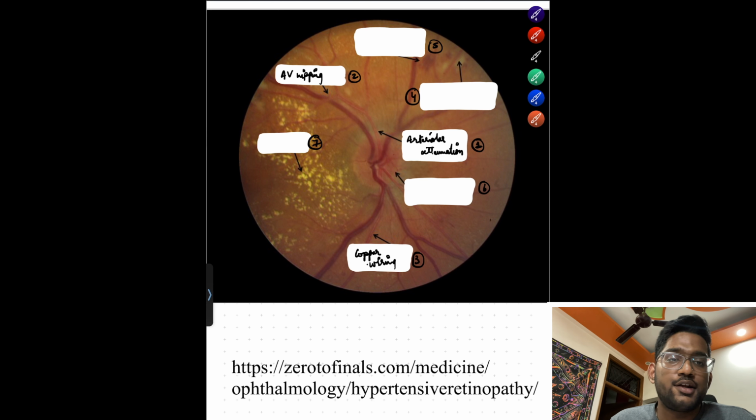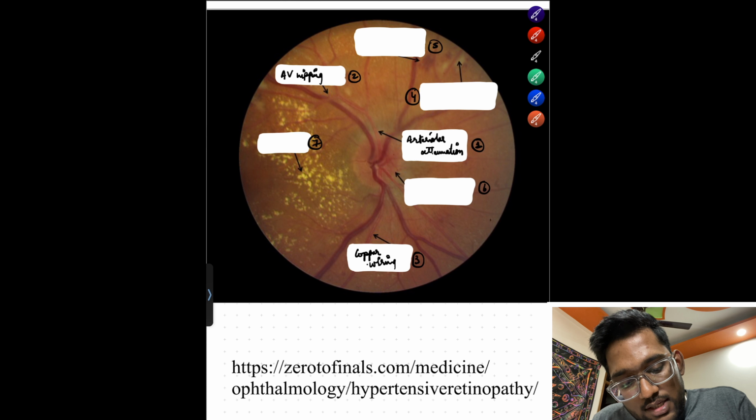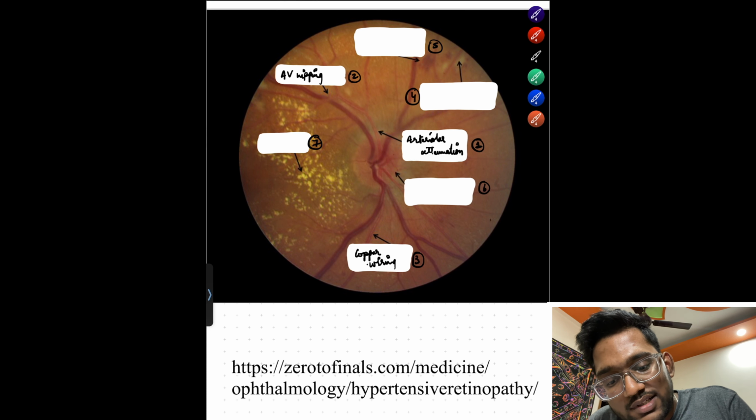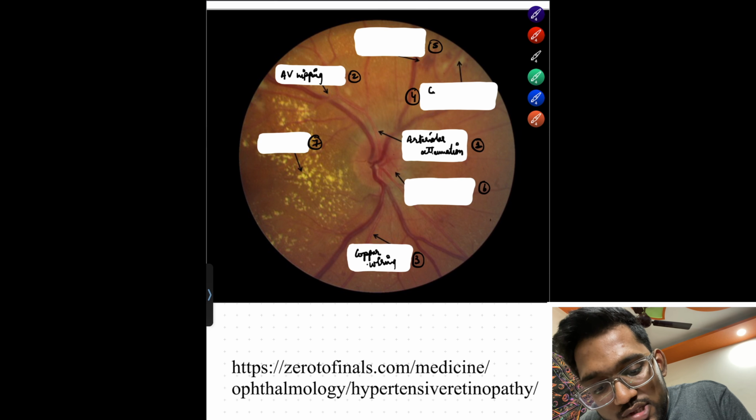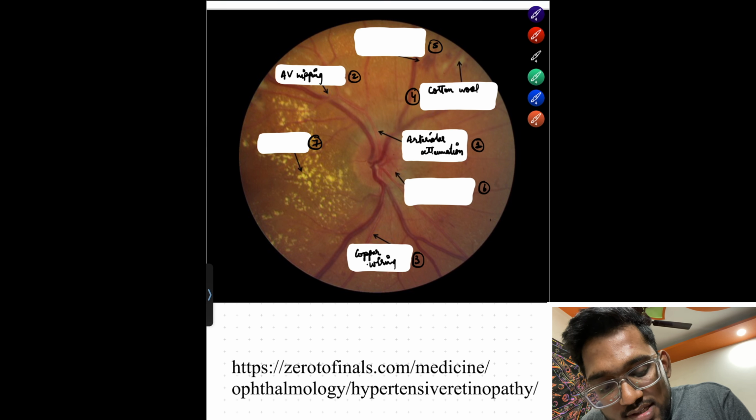This is what grade of Keith-Wagner classification? This is grade 3. So after the third feature, the fourth feature. Now if you closely look at this whitish, off-white, fluffy white-like lesion, this is the cotton wool spot which I was talking about. Again, this is a feature of grade 3.